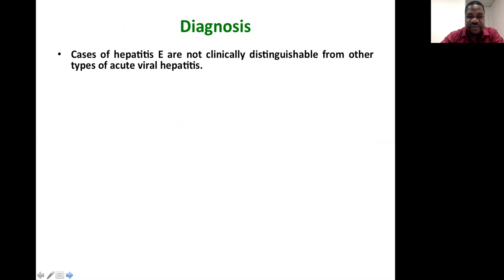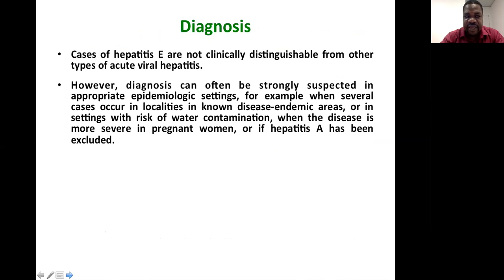So the diagnosis: cases of hepatitis E are not clinically distinguishable from other types of acute viral hepatitis. That's what I said. However, the diagnosis can often be strongly suspected in an appropriate epidemiologic setting. For example, when several cases occur in a locality, you can suspect an outbreak, or in a setting with a risk of water contamination, you can also suspect hepatitis E. And when the disease is more severe in pregnant women, you can also suspect hepatitis E, especially if hepatitis A is excluded.